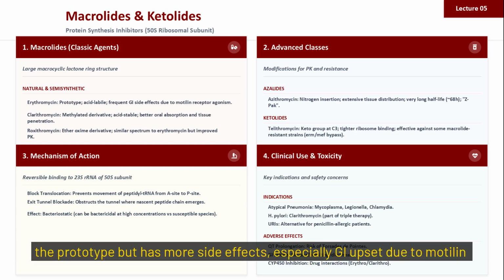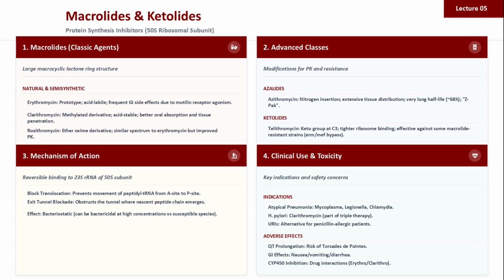Erythromycin is the prototype but has more side effects, especially GI upset due to motilin receptor stimulation. Clarithromycin and azithromycin are improved versions, more stable, better tissue penetration, and better patient compliance. Now look at the advanced modifications.